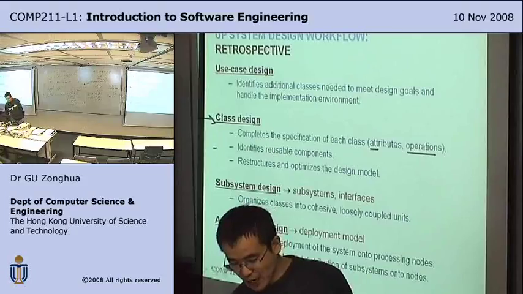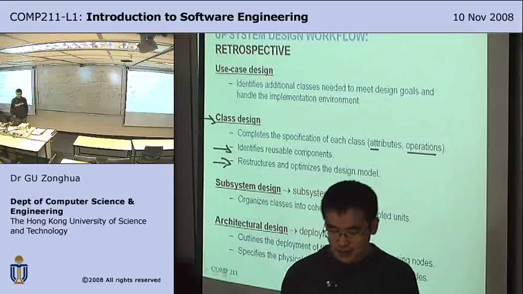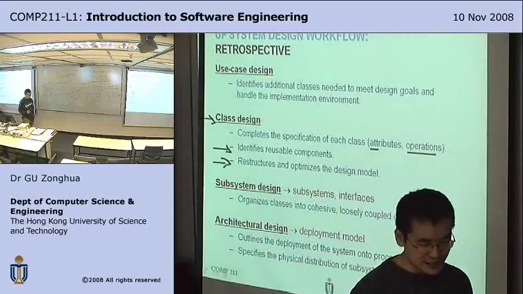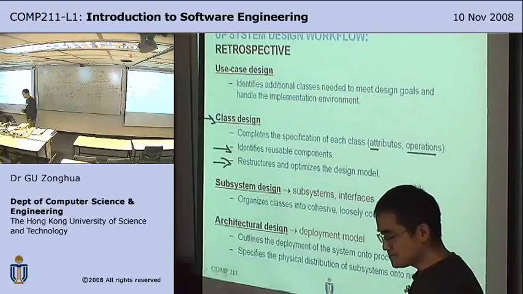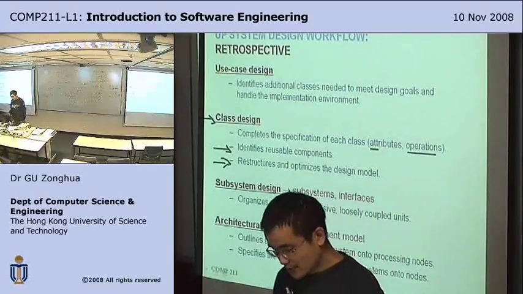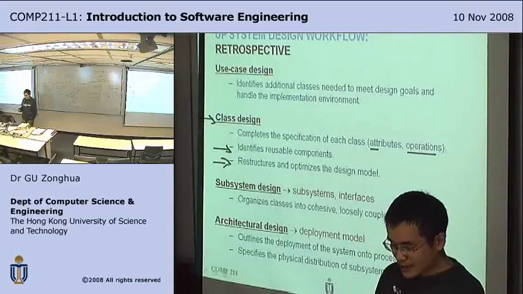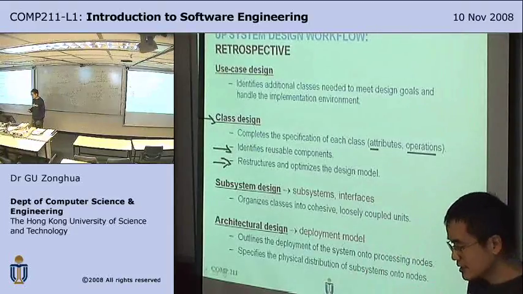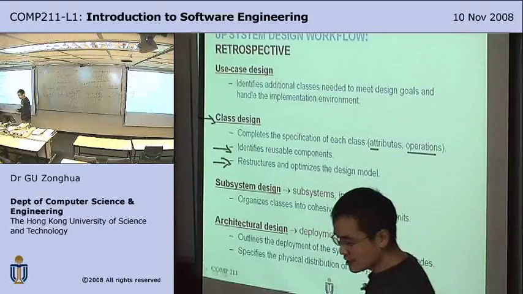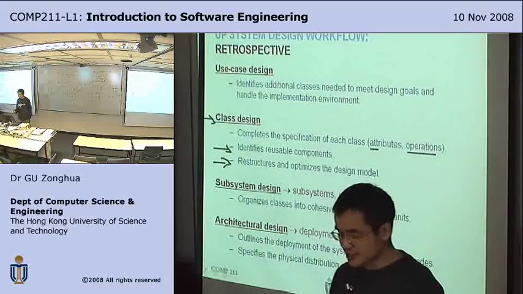Identify reusable components and restructure and optimize the design model. That is, now you need to consider performance. So you need to perhaps add some attributes and perhaps add some new associations, bypass layers, and do a bunch of things to improve the performance while keeping the functionality the same.